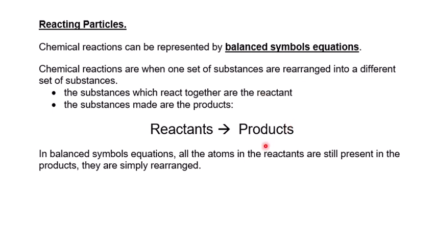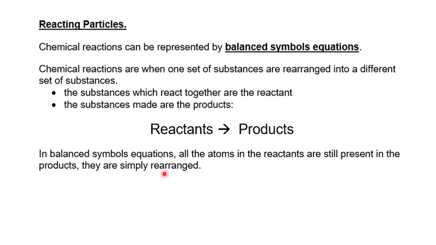Now when you've got these, all the atoms of the reactants, the things on the left hand side, are still present on the right hand side. They've simply been rearranged. So the substances which react together are called the reactants. The substances which are made are called the products. So the general scheme is reactants turn into products. And in a balanced symbols equation, all the atoms in the reactants are still present in the products.